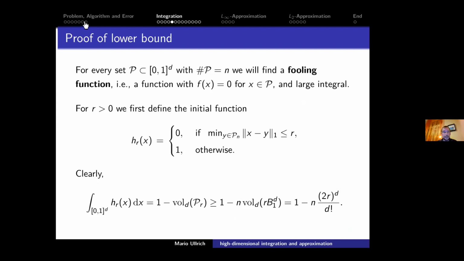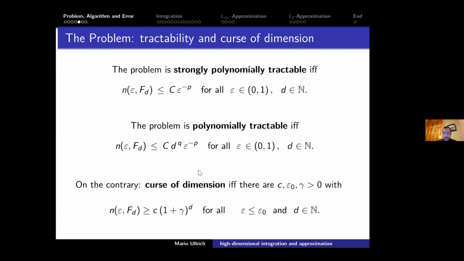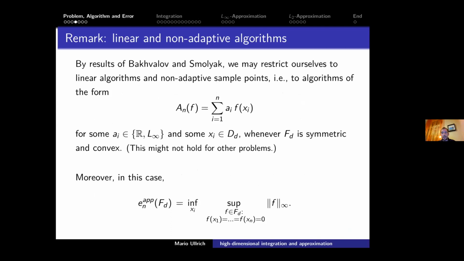Why do we want that? Maybe I was a bit too fast here. That's also a formula, I think, already written by Bakhvalov. The worst case error for approximation is given by taking the infimum over all points, and then the supremum over all functions which have 0 information. Here is the infinity norm. If we would consider integration, here would be the integral at this point.